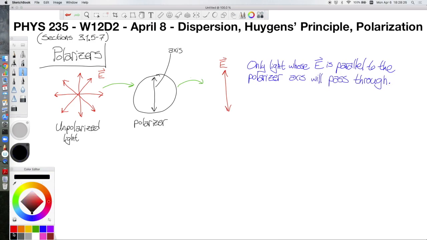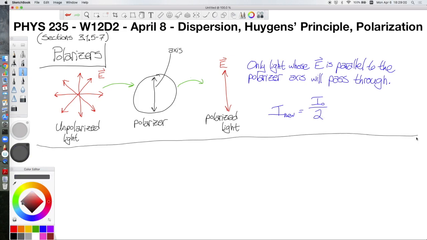So now, this light that we have, where all of the electric fields are aligned in the same direction, is called polarized light. And this will have an effect on the intensity of the light. So when unpolarized light passes through a polarizer, your new intensity of the light after it passes through the polarizer will be precisely half of the original intensity. So this is what happens when unpolarized light hits a polarizer, but what happens when polarized light hits a polarizer?